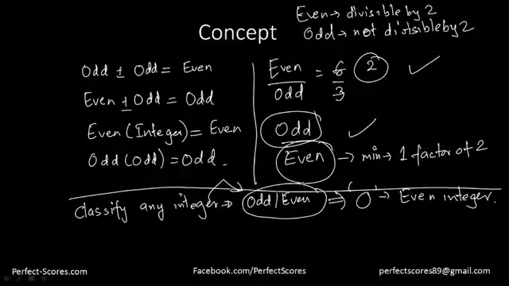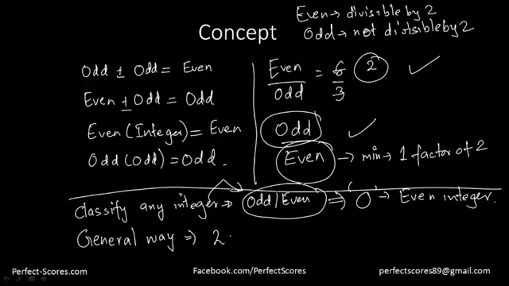So I suppose you're understanding all this, right? So in a general way, you can write any even number as 2n, right? Where n can be any integer, and you can write any odd number as 2n plus 1 or 2n minus 1, right?